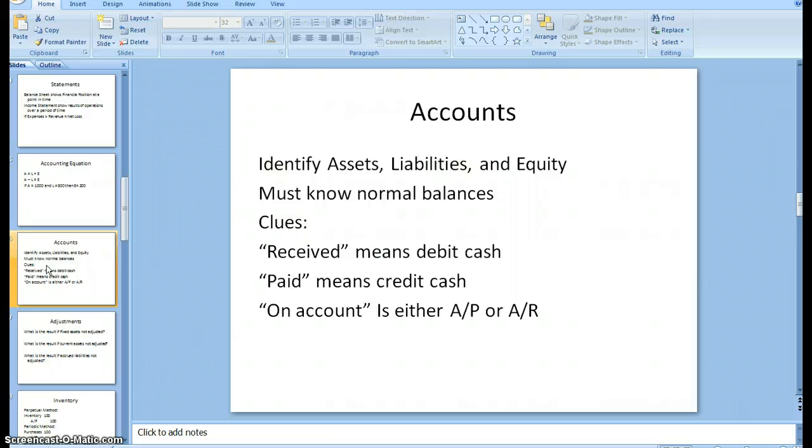Some more from Accounting 1. You have to be able to identify accounts as assets, liability, or equity. You also must know the normal balances and also what increases the account. So for cash, that's an asset. Its normal balance is a debit, so it is increased with a debit. If you see the word received, you know you're going to debit cash. If you see the word paid, you're going to credit cash. And on account means at some point you're going to do something with either accounts payable or accounts receivable. So that might help you in the test to not get confused.